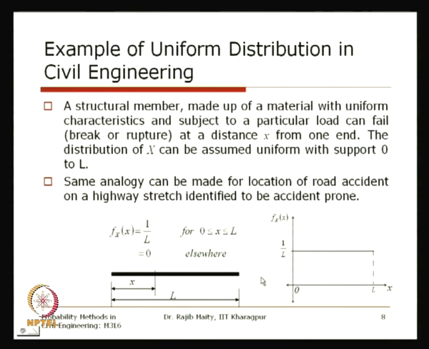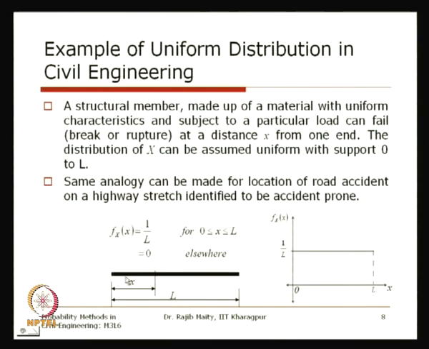Now, for a specific civil engineering application, take the example of a structural member made of a material with uniform characteristics all over, subject to a particular loading condition. That structural member can fail, meaning it can break or rupture at a distance x from one end. The distribution of that x can be assumed to be uniform with the support 0 to L.